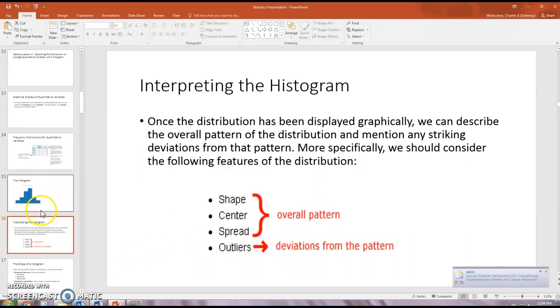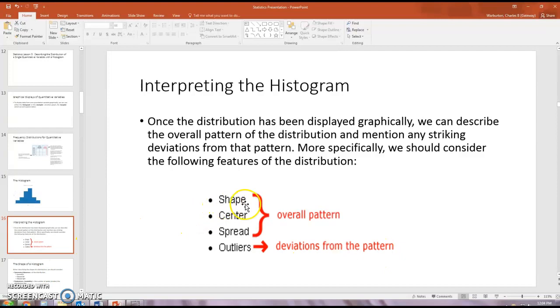So how do we interpret this histogram? We interpret the histogram by looking at the shape of the histogram, the center of the histogram, and the spread of the histogram. That gives us the overall pattern of the histogram. And then we'll take a look at what we call outliers, which are obvious deviations from the pattern.